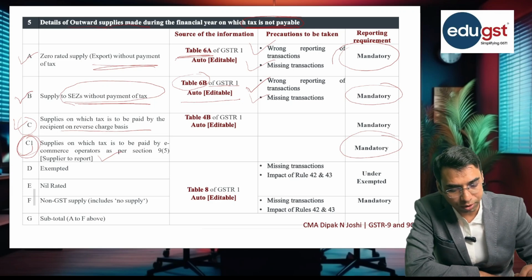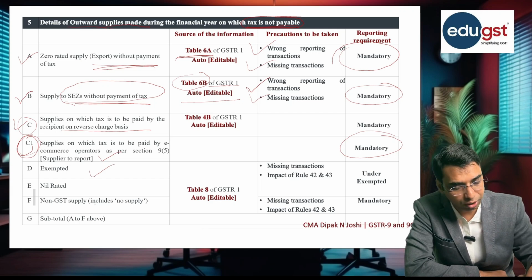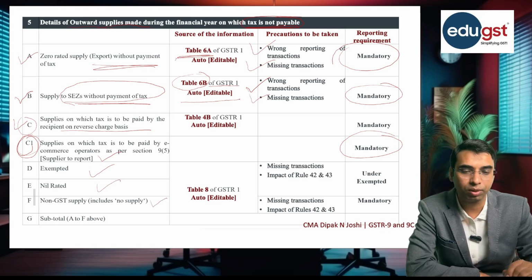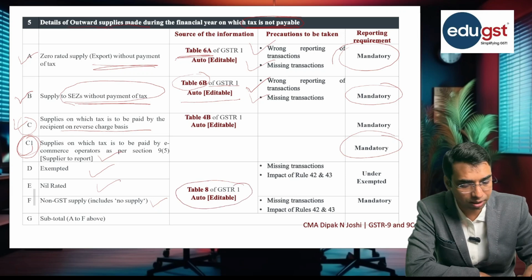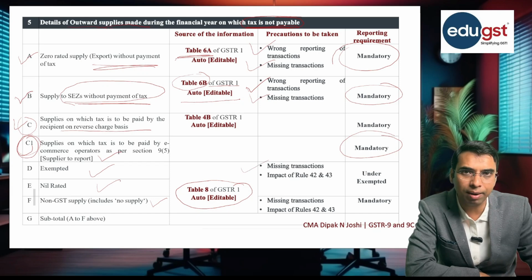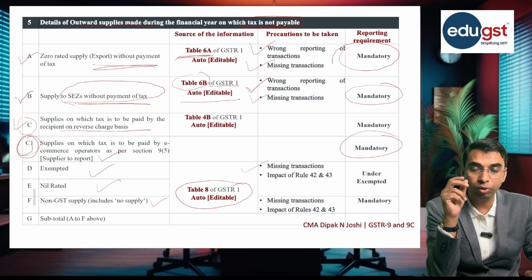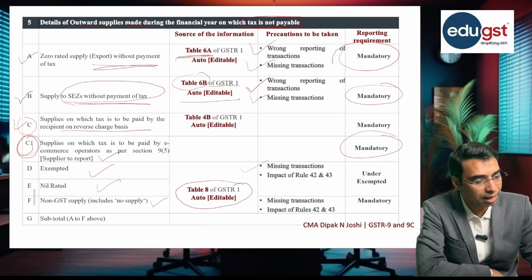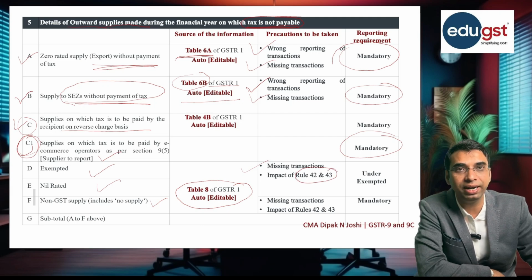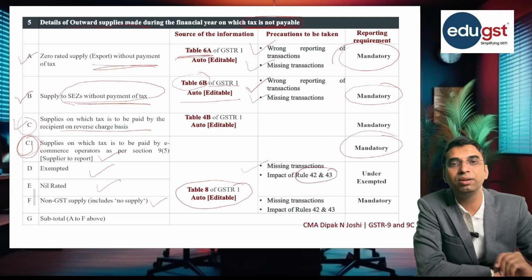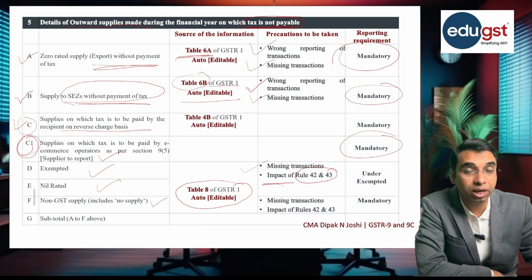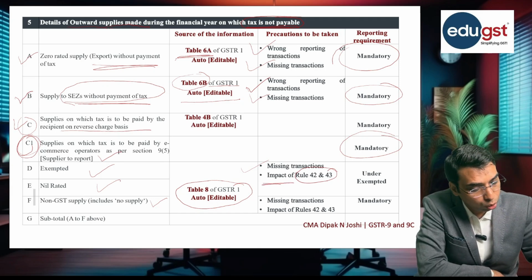Table number 5D is regarding exempted supply, 5E is regarding nil rated supply, and 5F is regarding non-GST supply. Table 8 of GSTR-1 will be the relevant table for furnishing this information. Right? Missing transaction अगर कुछ है तो आप इसमें report कर सकते हैं. आप जब 5D, 5E और 5F में कुछ information भर रहे हो तो उस वक्त आपको Rule 42, 43, जो है exempted और taxable supplies के case में आपको जो common ITC से input reversal करना पड़ता है, तो उसका impact आपको एक बार देखना है. अगर कुछ आपके पास से missing हो गया है तो वो information आप इसमें भर सकते हैं.